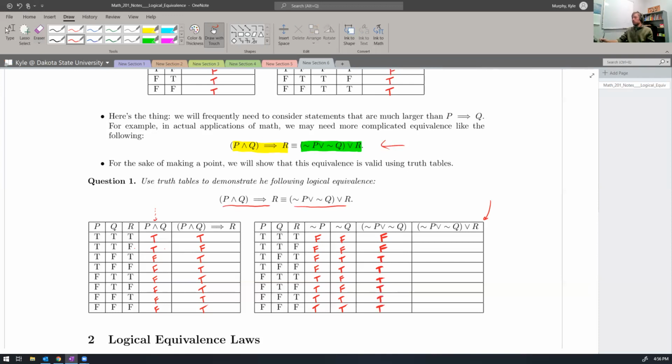All right, so now we are on to not P or not Q or R. And this statement, if not P or not Q is true, this statement will be true. Or if R is true, the statement will be true. And so first things first, we can see that here, not P or not Q is false, but R is true. And so this column is true. The second row, not P or not Q is false, R is false, so we get a false.